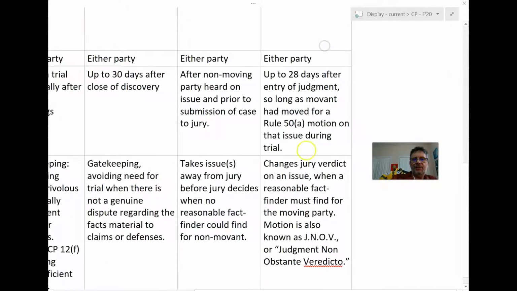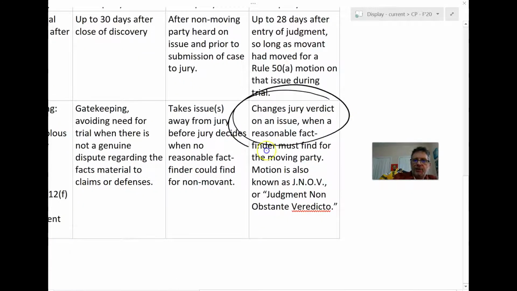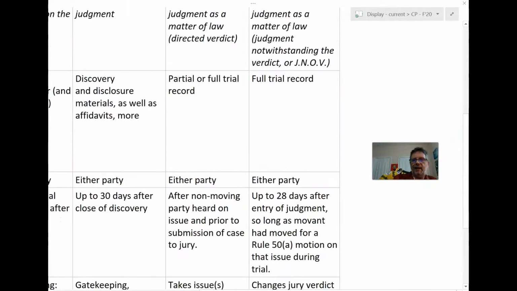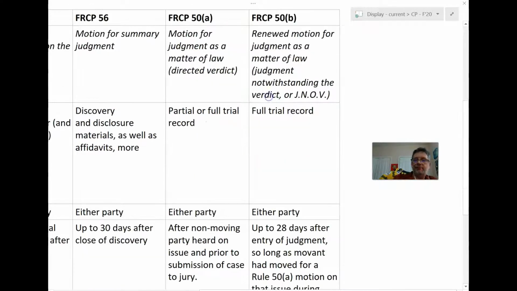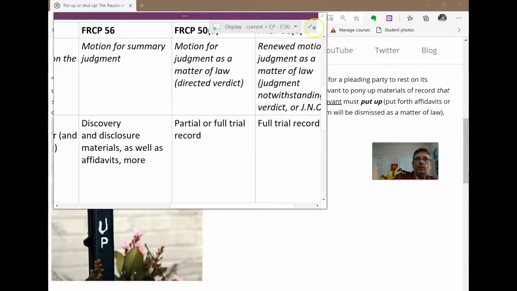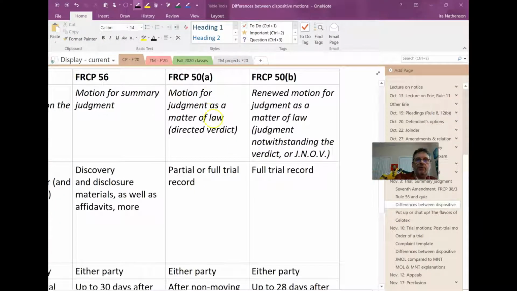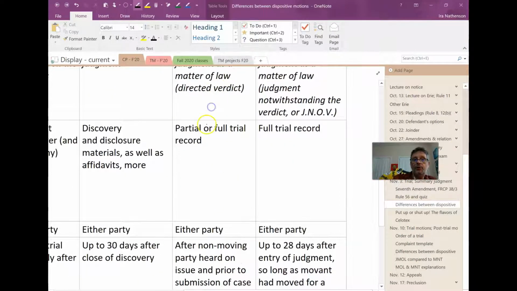All right? That's the same standard. We're going to change the jury verdict on the basis that a reasonable fact finder must have found for the moving party. So imagine this case where the plaintiff had nothing, right? Imagine that the plaintiff rests after giving nothing to the jury. The defendant moves for a directed verdict. Say the court denies it, right? Court might deny it. They often do, hoping the jury will do the right thing.